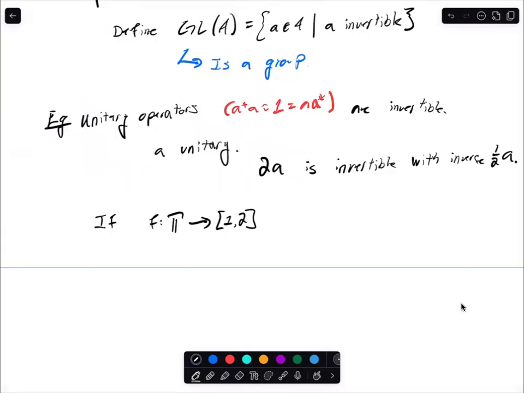In the above one, shouldn't the inverse be half A star? Yeah. Well, yeah, A star would do. Yes, good.